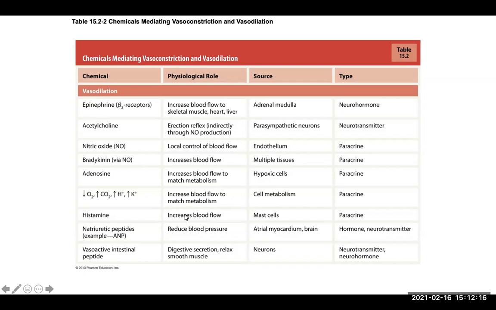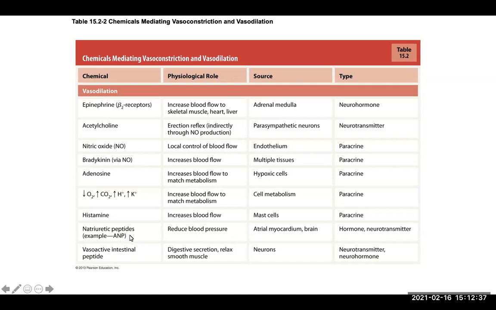Next one is histamine. Histamine is also a paracrine signal, gets released from mast cells. The histamine is going to increase your blood flow and capillary permeability. So you'll see this a lot with like allergic or inflammatory responses.